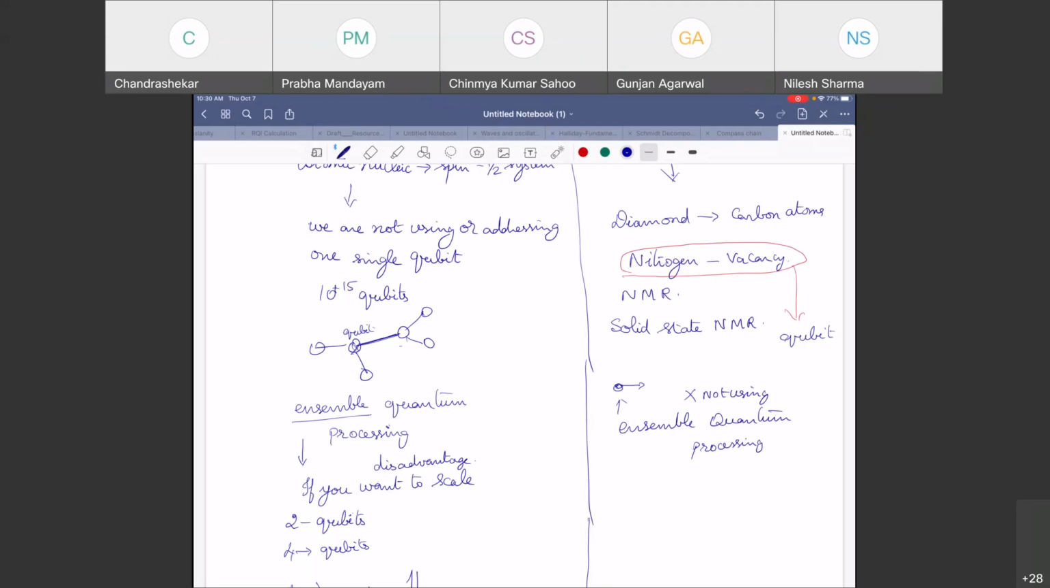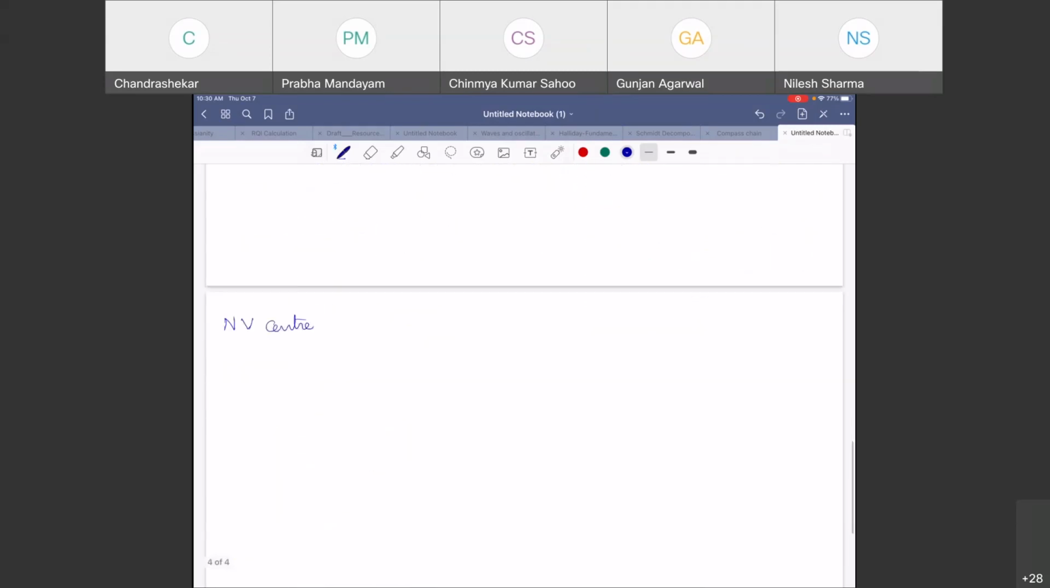If you look at the word ensemble in statistical mechanics, what you mean is these are identical copies and these copies do not interact with each other. What you do will change the properties in each one of the copies individually, and you have an averaged out measurement from them. Right, Prabha? Thank you. I hope that's clear, Nilesh.